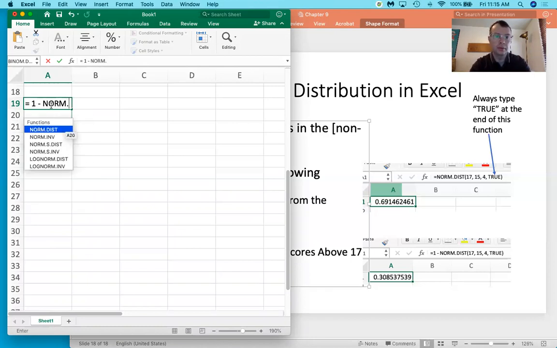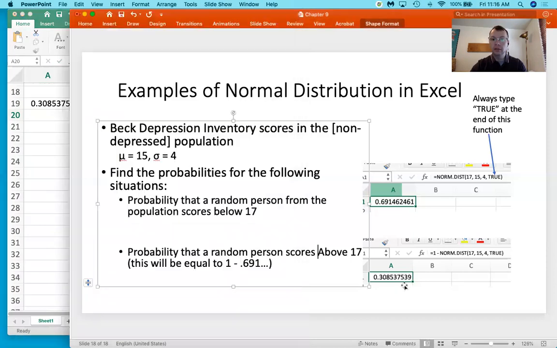So we're going to type in norm dist, right? X is 17, mu is 15, sigma is 4, and again, always type true. And we find that the probability of scoring above a 17 is 0.3085, which we see here, which is literally equal to 1 minus what we just found there, okay?